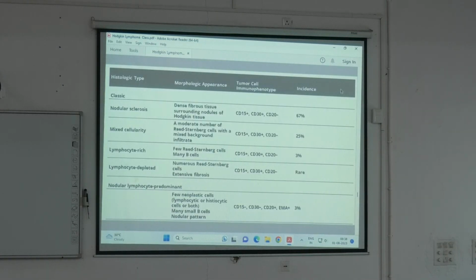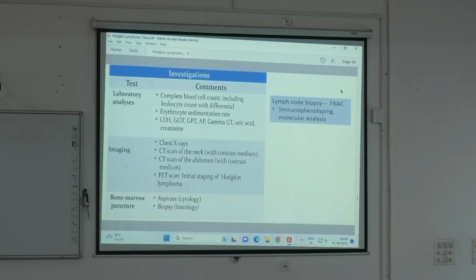The different subtypes have different types of prognosis and molecular markers. I am not going into details. Now, investigation: routine investigation includes lymph node biopsy; FNAC may help, though not properly, but you can do it.